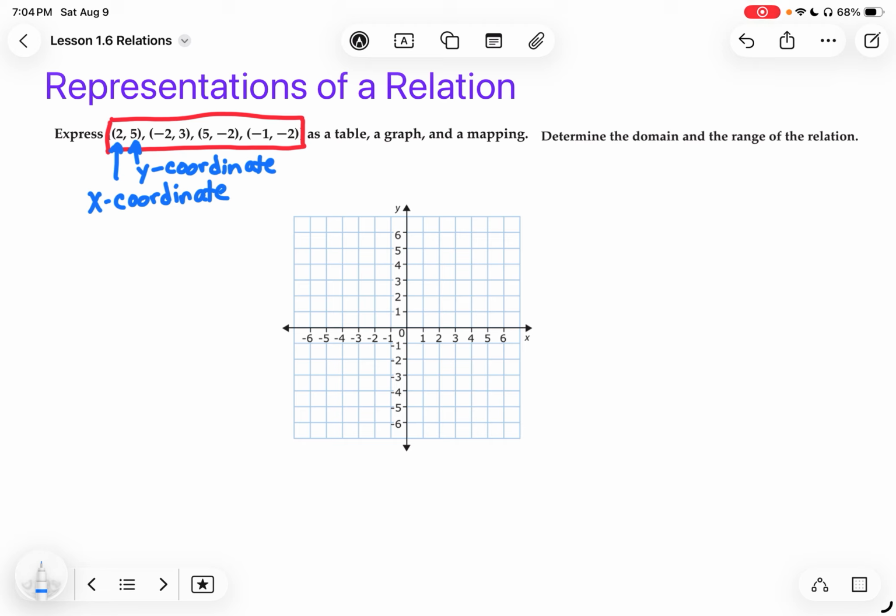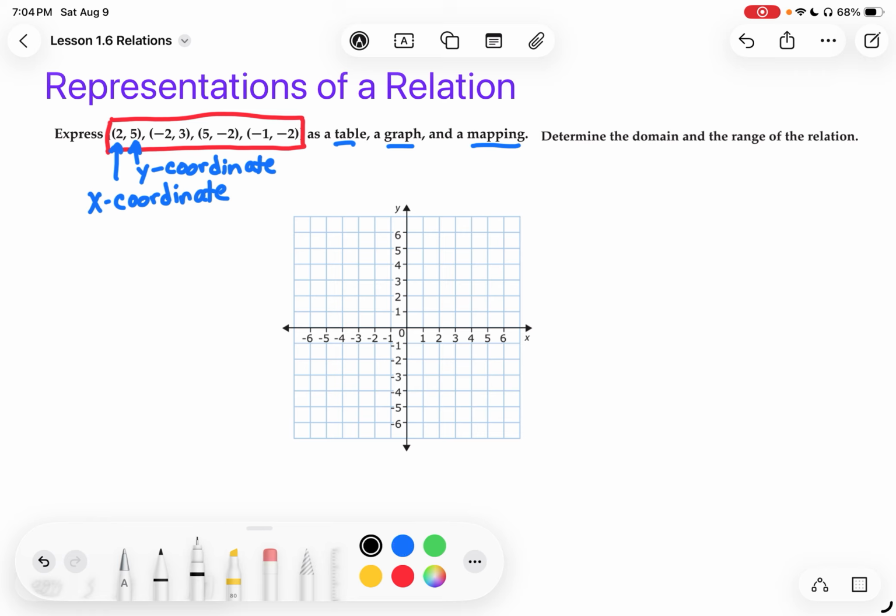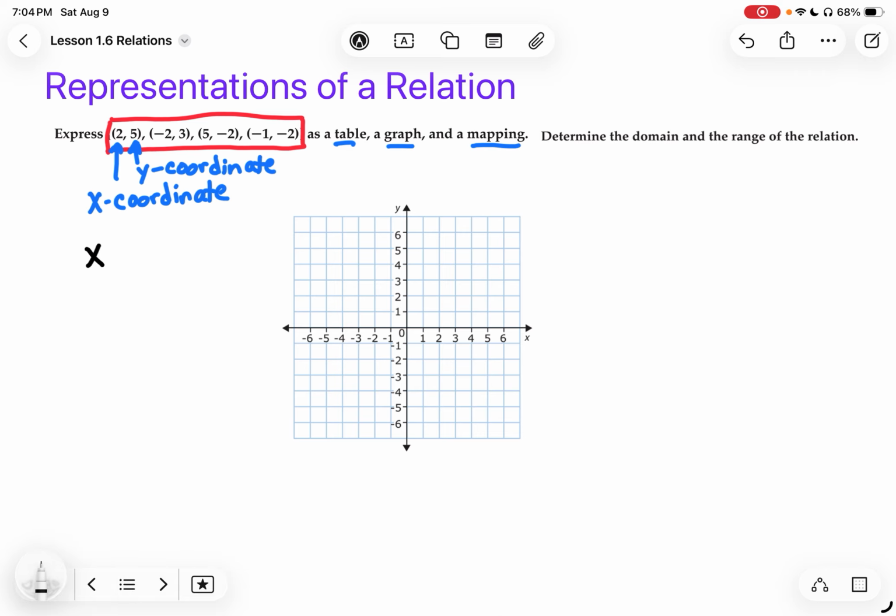We're going to take this relation and represent it in three different ways. We're going to represent it as a table, a graph, and a mapping. So let's start with the table. And the table is very simple. A table just means we're going to make two columns, one for the x coordinates and one for the y coordinates. And we're just going to put them in order.